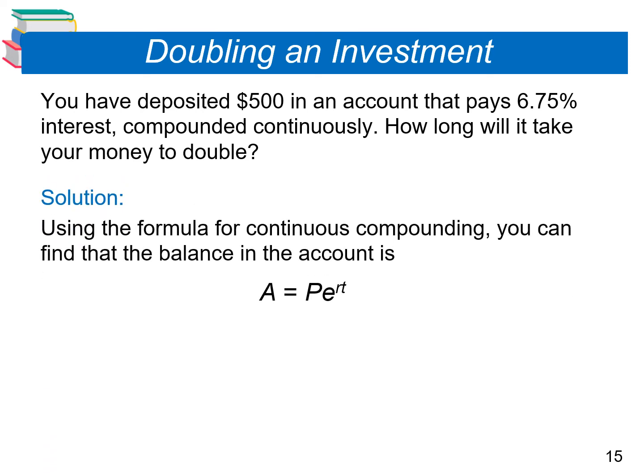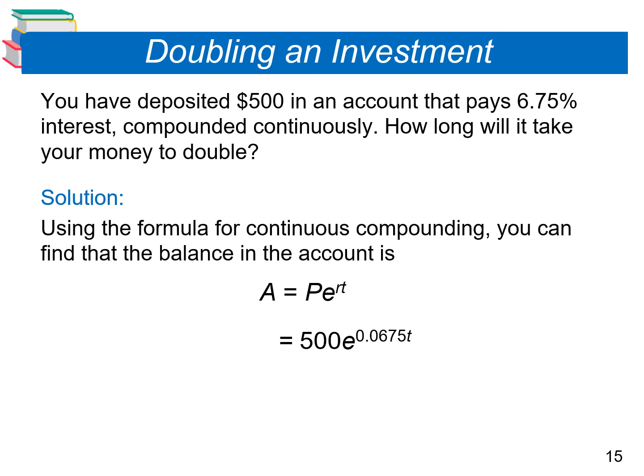For the solution, using the formula for continuous compounding, you can find that the balance in the account is A equals P e raised to rt. So we are going to substitute all the values. Your P is equal to 500 and your rate will be converted to decimal. So 6.75% is equal to 0.0675. And then since we are looking for the time, so t. So 500 e raised to 0.0675t.